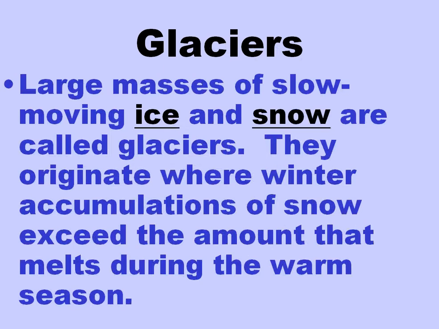So, glaciers. What is a glacier? A glacier is a large mass of slow-moving ice and snow. And glaciers originate where winter accumulations of snow exceed the amounts that melt during the summer. So here in Wisconsin, we get snow every winter. We just had a big snowstorm not too long ago. But come spring, and definitely into the summer, all the snow melts.